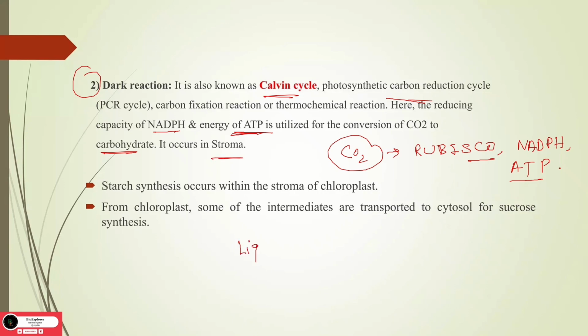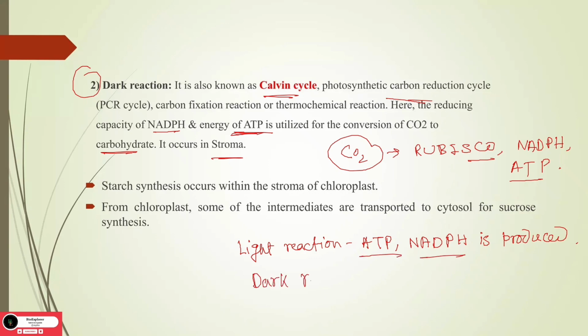So in the light reaction, ATP and NADPH are produced. But in the dark reaction, this ATP and NADPH are utilized. Both are utilized to produce carbohydrate with the fixation of atmospheric CO2. So this is the function of the chloroplast. This is all about the structure and function of the chloroplast.